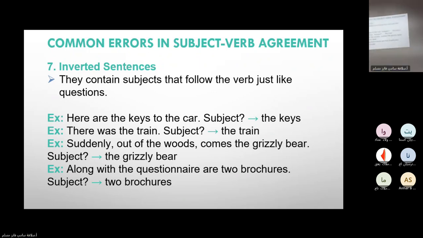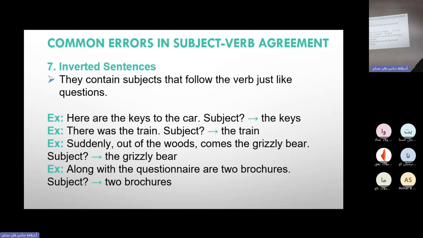The last one. Along with the questionnaire are two brochures. Where is the subject? Two brochures. So two brochures are with the questionnaires. They come along with the questionnaires.